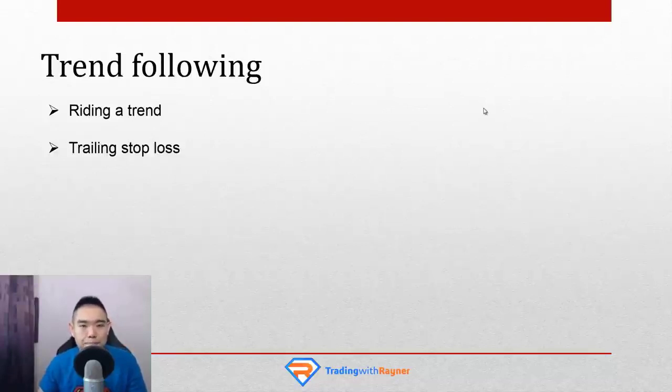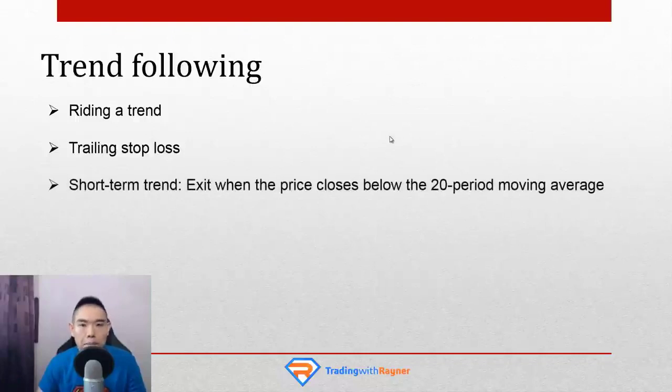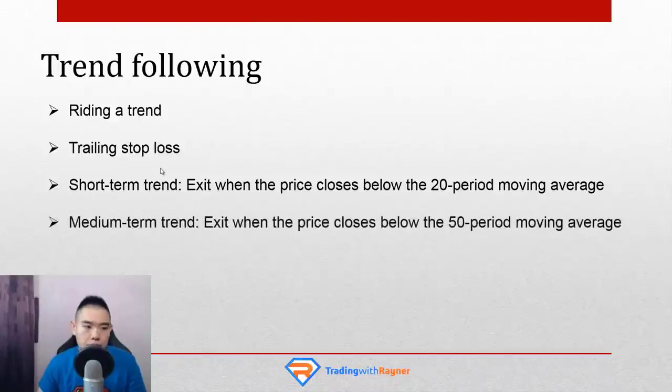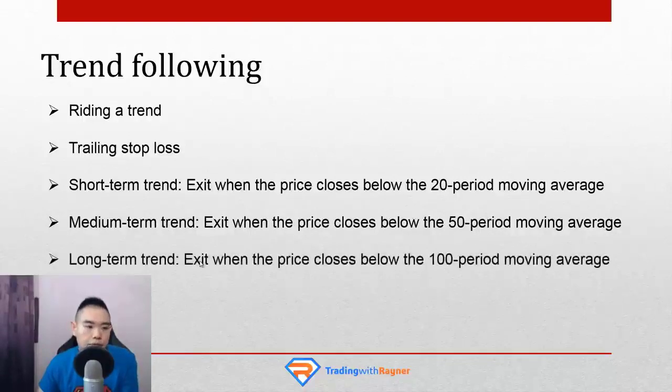Which moving average parameter to use depends on what you want, whether you want to capture a short-term trend, medium-term trend, or a long-term trend. If you want to capture a short-term trend, you can exit the trade when the price closes below the 20-period moving average. If you want to ride a medium-term trend, you can exit when it closes below the 50-period moving average. And for a long-term trend, you can exit when the price closes below the 100-period moving average.